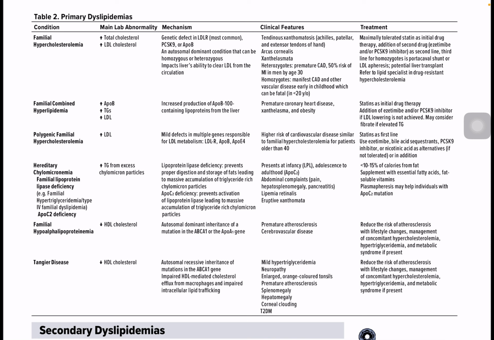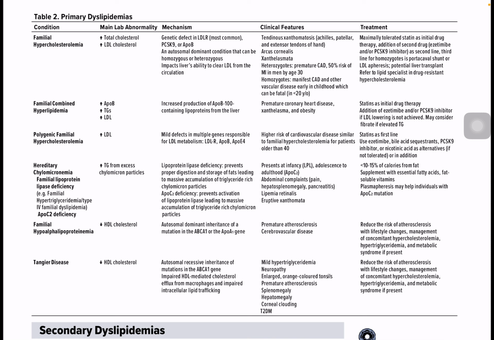So it's a serious condition where you have to give high doses of statins. You can consider ezetimibe, you can consider PCSK9, and the clinical features are similar to what we see in atherosclerosis, like in hypercholesterolemia, but it's a condition where premature coronary artery disease is common. 50% risk in men by 30, and less than 20 years of age are at risk for coronary artery disease. The other one is familial combined hyperlipidemia.